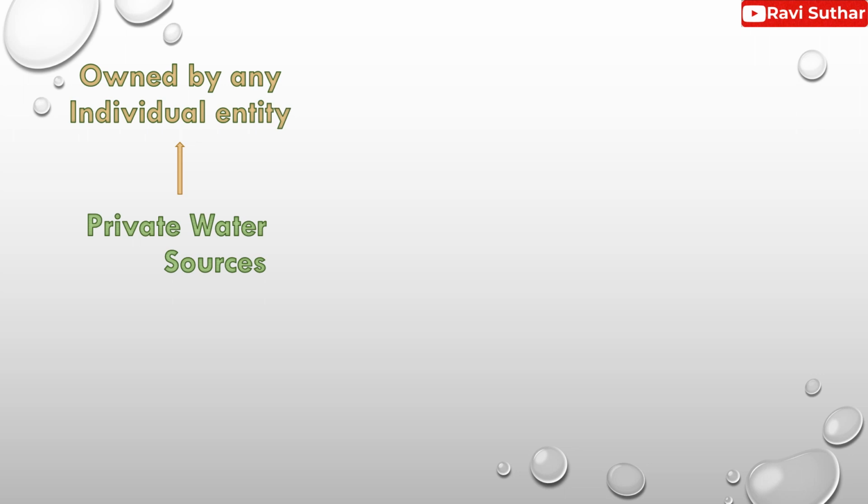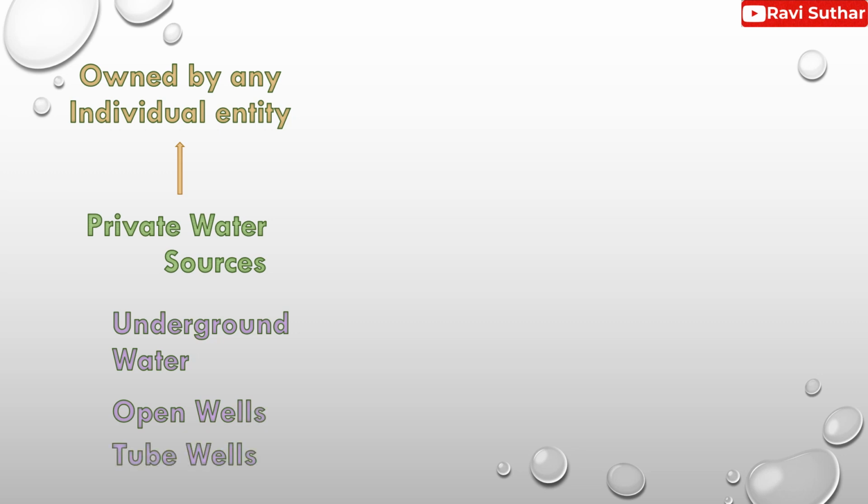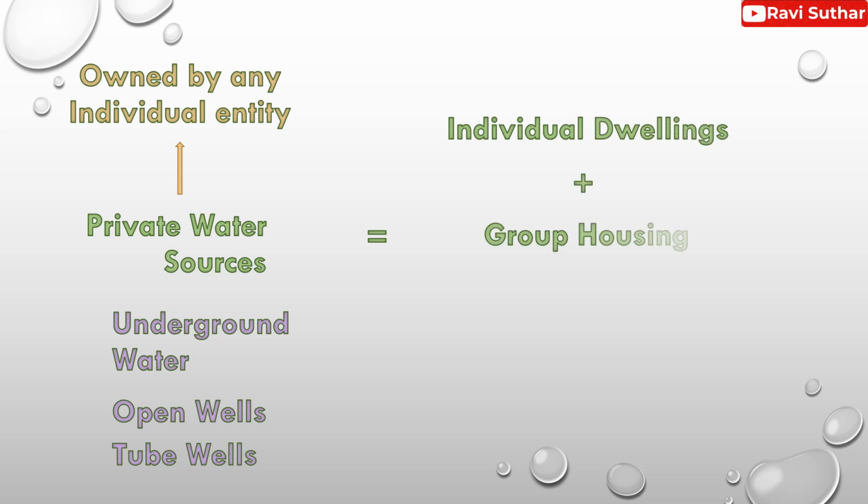Private water sources are owned by any individual entity. One thing we have to remember here, private water sources are only available where underground water is potable and open wells and tube wells are successful. These entities can be individual dwellings, group housing or establishments in a town.